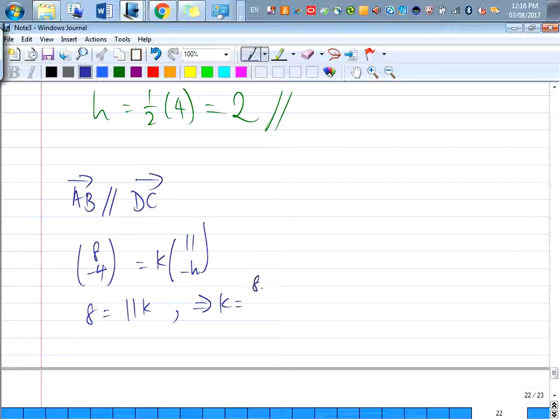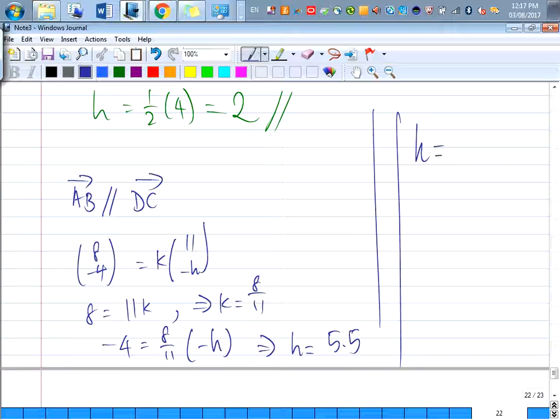K is equal to 8 over 11. Why? 8 equals K times 11, so K equals 8 over 11. Then we substitute that into the equation at the bottom. Negative 4 equals 8 over 11 times negative H. Therefore, H equals 5.5. So the two values of H are 2 or 5.5.